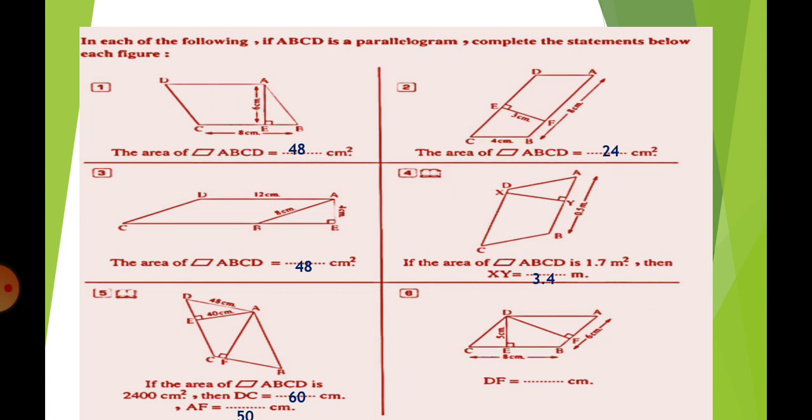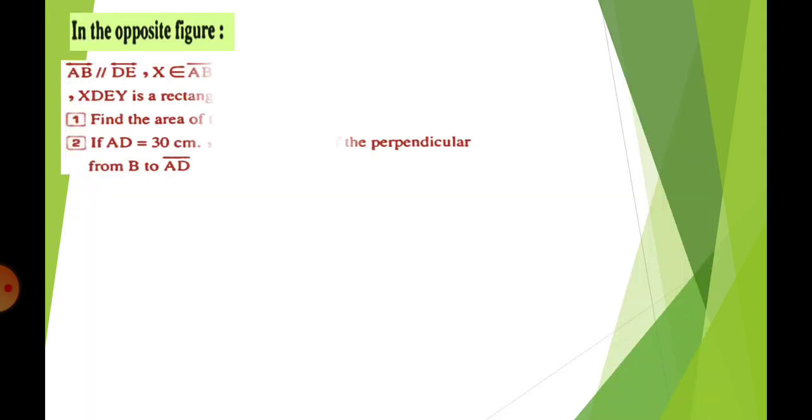The last one, find the length of DF. DF is the height corresponding to base AB. And we have two bases, then DF equals 20 divided by 3. The area is 40, 45 times 8 over 6 centimeter equals 20 divided by 3.